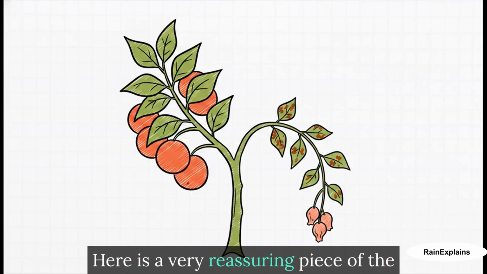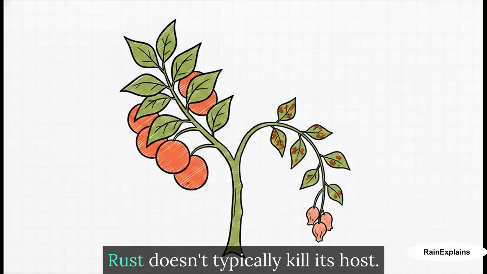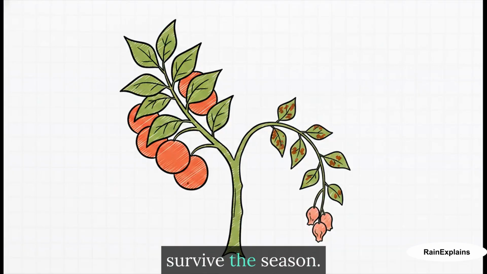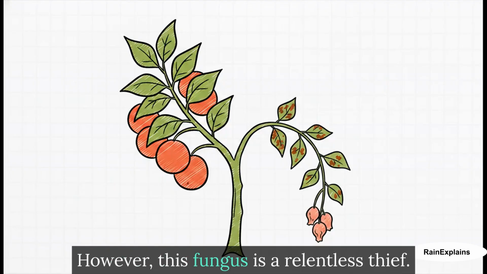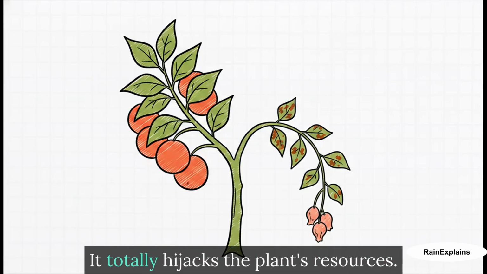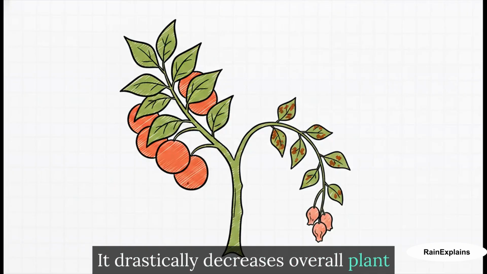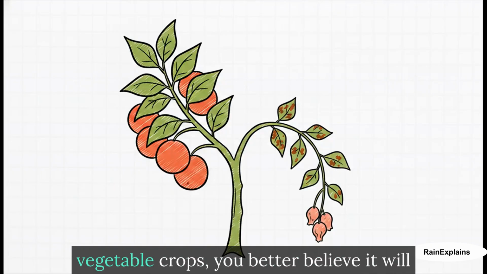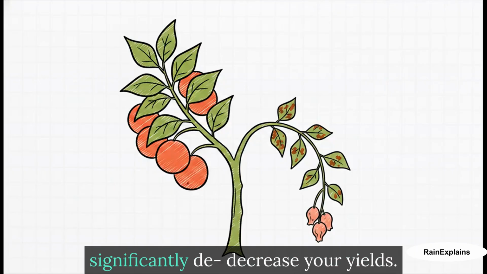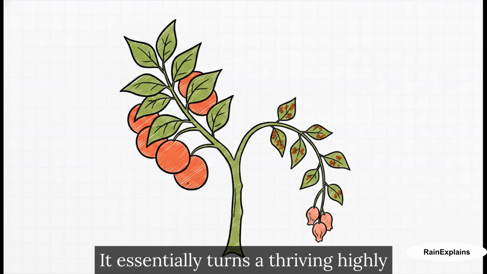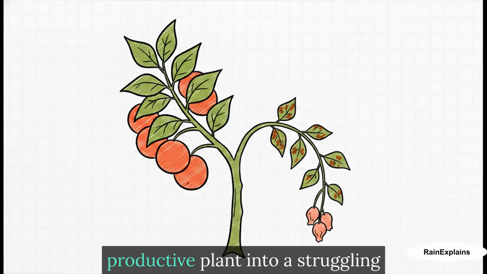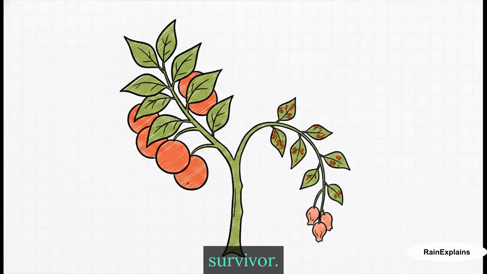Here is a very reassuring piece of the puzzle. Rust doesn't typically kill its host. Your plant is more than likely going to survive the season. However, this fungus is a relentless thief. It totally hijacks the plant's resources. It drastically decreases overall plant vigor, and if it's attacking your fruit or vegetable crops, you better believe it will significantly decrease your yields. It essentially turns a thriving, highly productive plant into a struggling survivor.